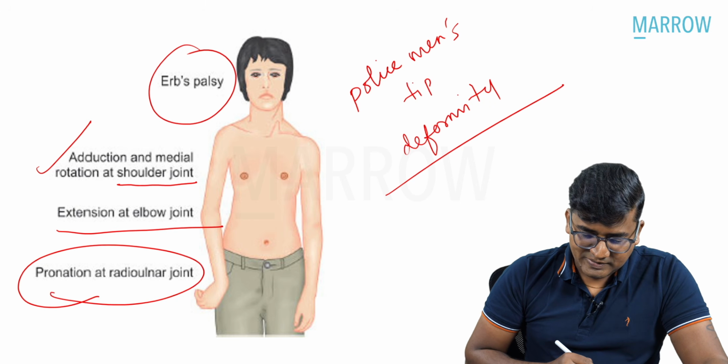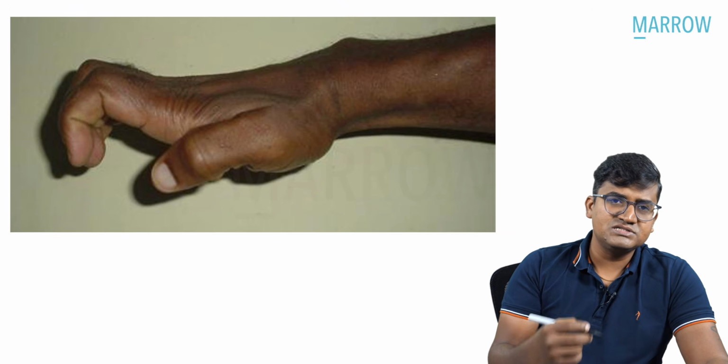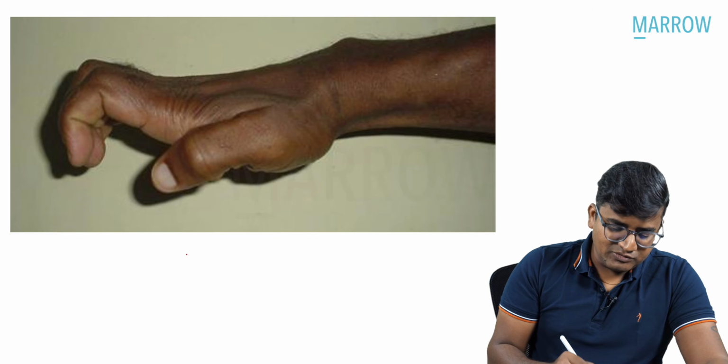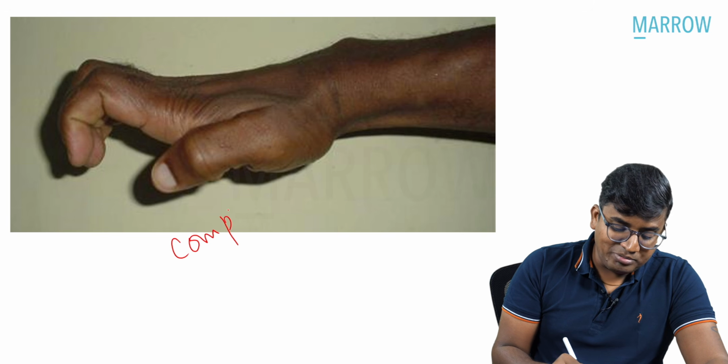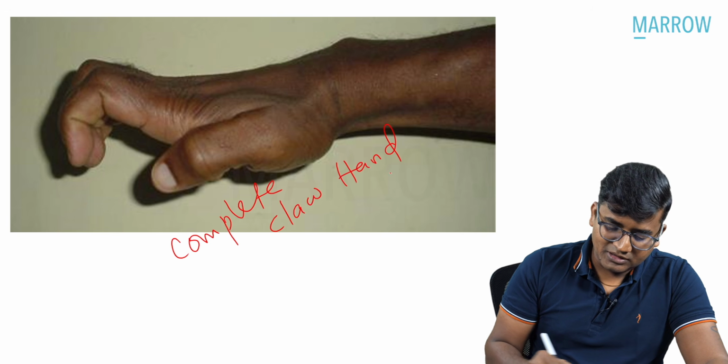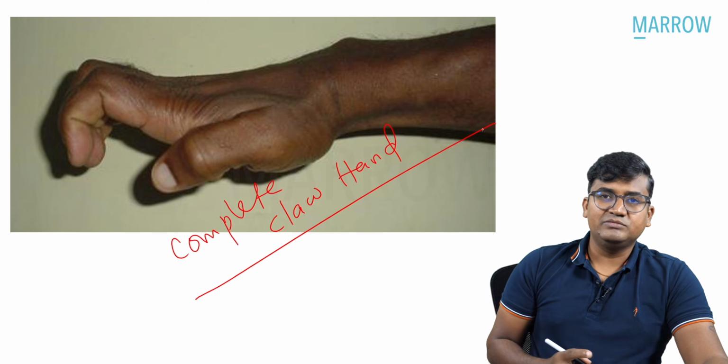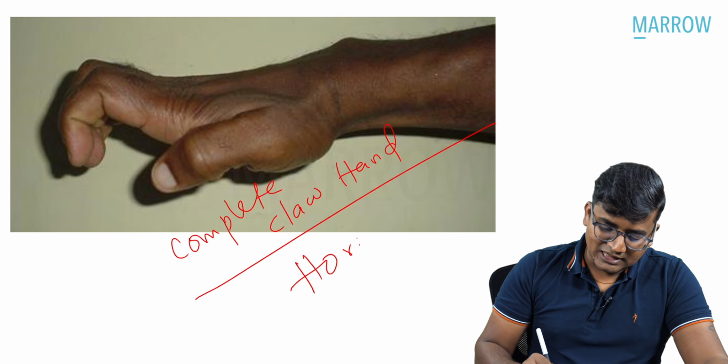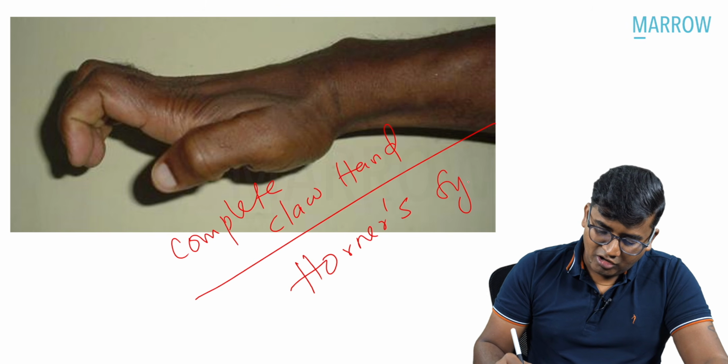Now what about Klumpke's palsy? In Klumpke's palsy, small muscles are paralyzed. The median nerve and ulnar nerve are both affected, so the patient will have a complete claw hand. Plus T1 sympathetic fibers will be involved, and the Klumpke's palsy patient also has Horner syndrome.